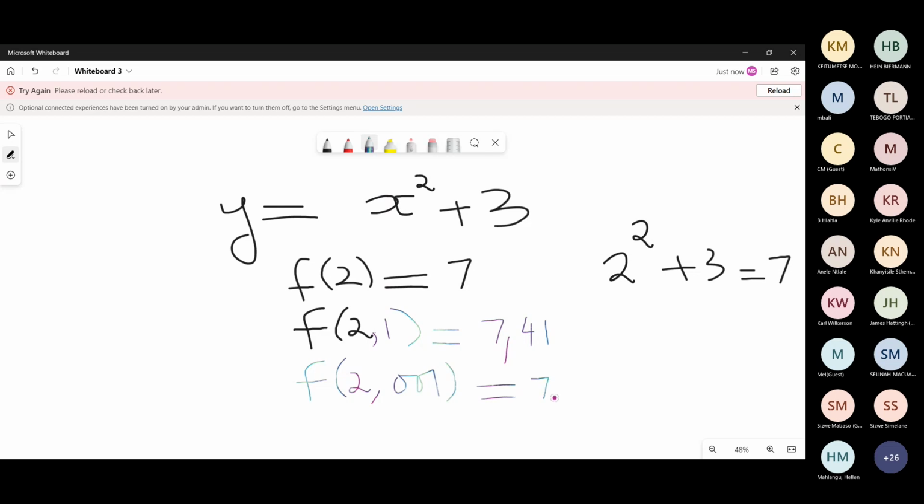7.002. Please don't lie to me, please make sure it's correct. 7.004. I get 7.004. Did you say 2.001? Yes, this one. Then it's 7.004 for something, only 4. 7.004001. Oh, good. Okay.